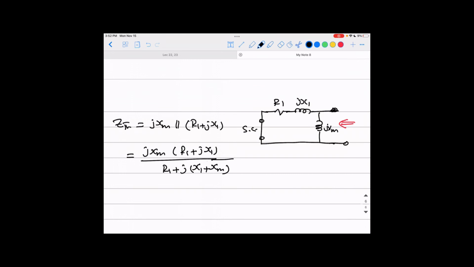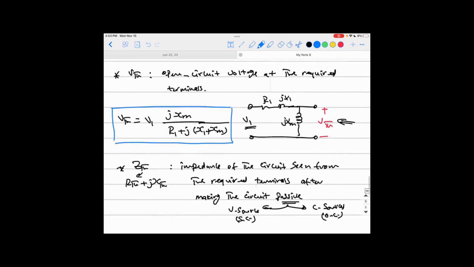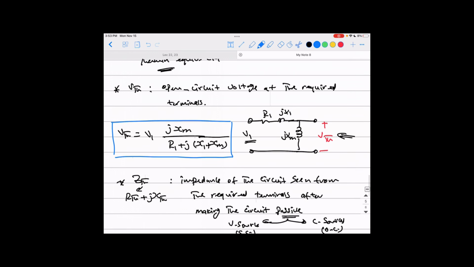So this is your Z Thevenin. Easy as that. Everything here is known: R1, X1, and XM are all known from the equivalent circuit parameters you found back in the lab. And V Thevenin, everything is known here also, because X1, XM, R1, and V1 are all known.